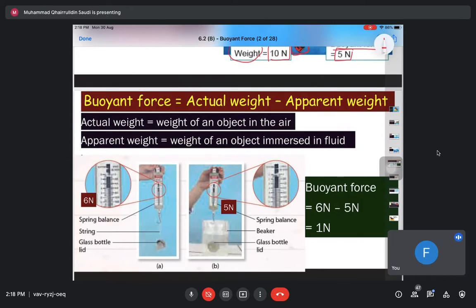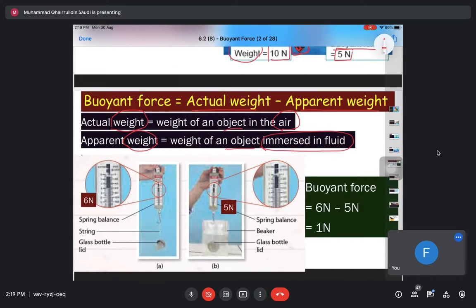Okay, so how to calculate buoyant force? Buoyant force is actual weight minus apparent weight. Maksudnya kita ambil the actual weight in the air. What is the meaning of actual weight? Actual weight is the weight of an object in the air, maksudnya dekat atas udara, dekat atas fluid, not in the fluid. While apparent weight is the weight of an object immersed in the fluid, ataupun di atas fluid tersebut.